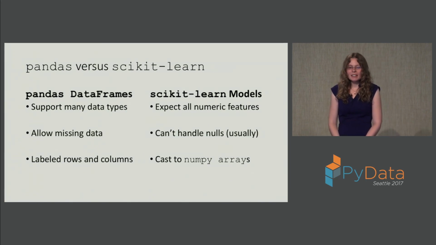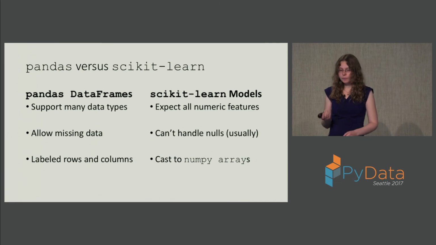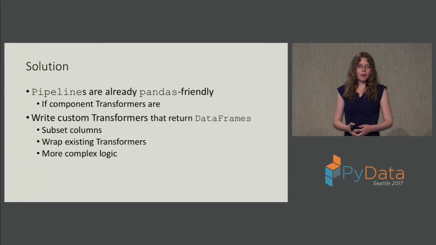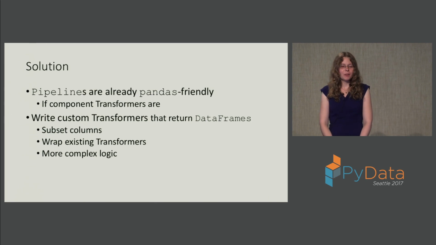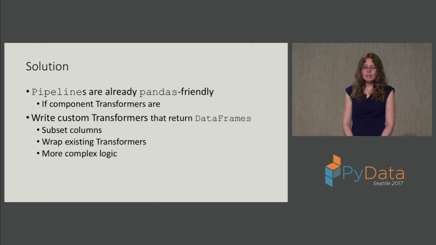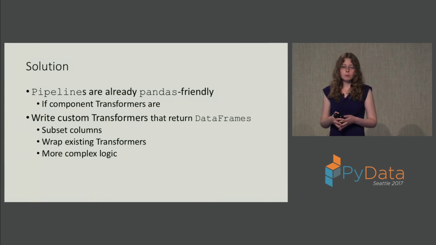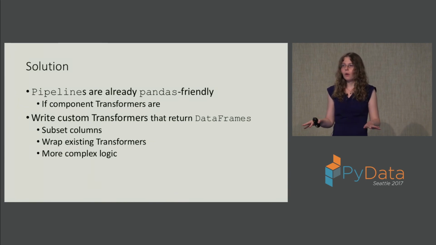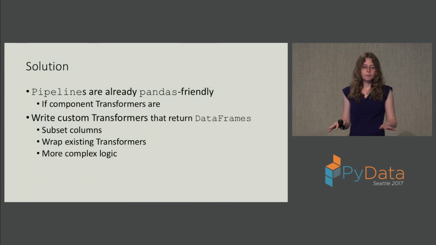Scikit-learn models and transformers will downcast to numpy arrays, which strip out these labels, so we really want to put those back on. Unsurprisingly, the solution is custom transformers. The key here is pipelines are already pandas friendly, meaning they will take a data frame and return a data frame if all of its component transformers do. So we just have to write a bunch of custom transformers that return data frames, and then we can stay in pandas land for the whole machine learning process.